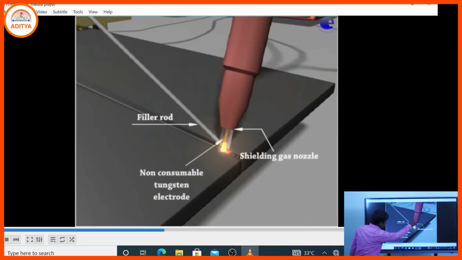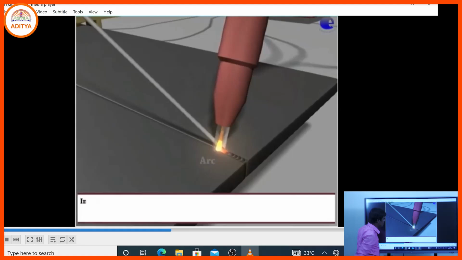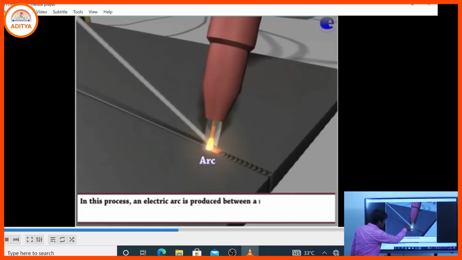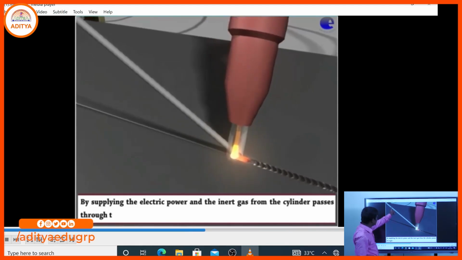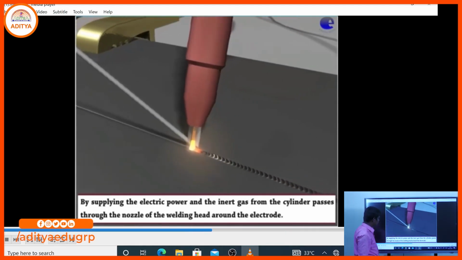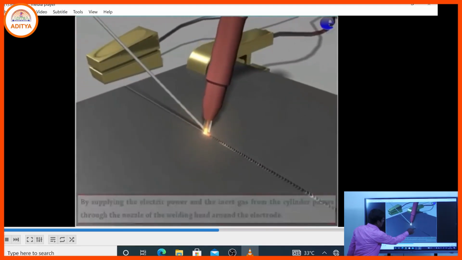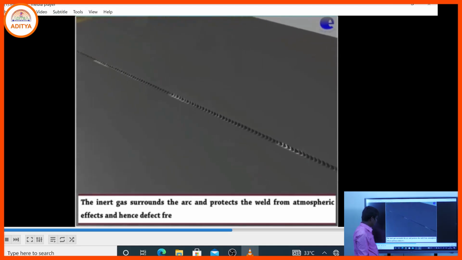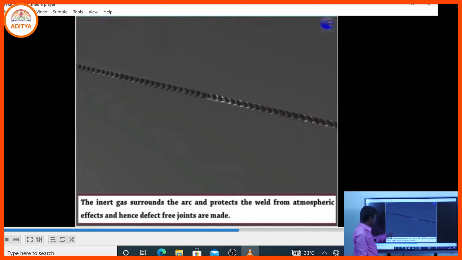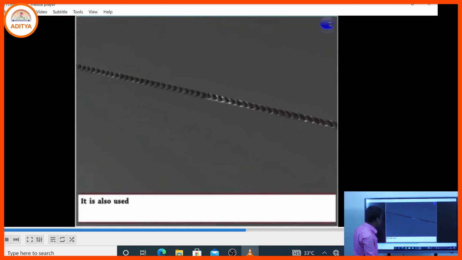Here the shielding gas emerges out through the welding torch, and a shielding gas zone is created, which helps protect the weld zone from the formation of any oxides. That is the tungsten electrode, and that is the created arc, and in that way the welding operation is going on. That welding gives a defect-free joint, meaning no contaminants and no oxide are created in that welding zone.